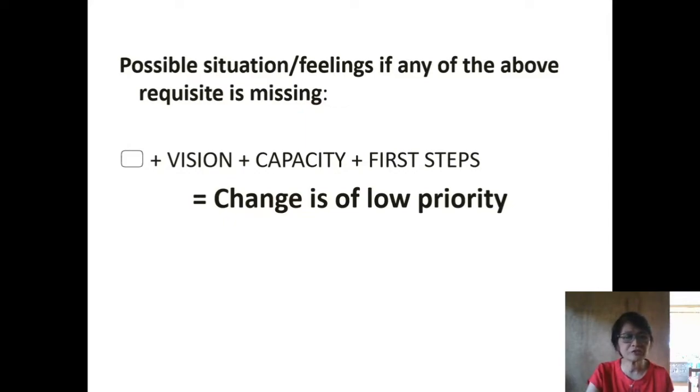Possible situation or feelings if any of the above requisite requirement for a successful change process to occur is missing. For example, there is no pressure for change. That's why it's blank here. No pressure for change, but there is a vision. You know what would happen. You got the capacity, the resources to do, and you know what are the first steps to be done. If you still go on with the change process, change would be of low priority.